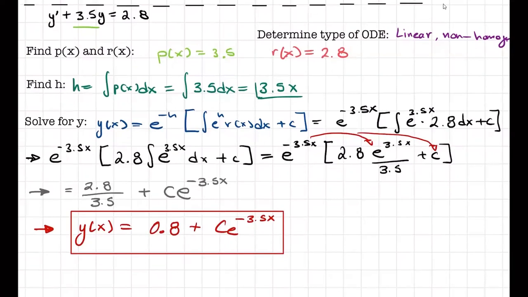So you can see this problem is pretty straightforward. It's not complicated at all. It's just a matter of defining whatever your p of x and r of x are, and then following the given formulas. This also applies if the p of x and the r of x are functions. Nothing complicated. So let's do the next problem, so you guys can get this a little bit more in depth.